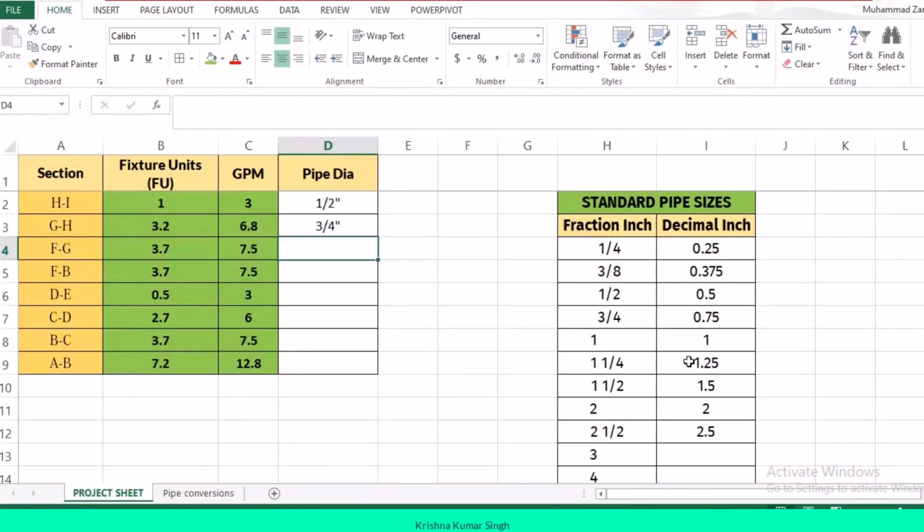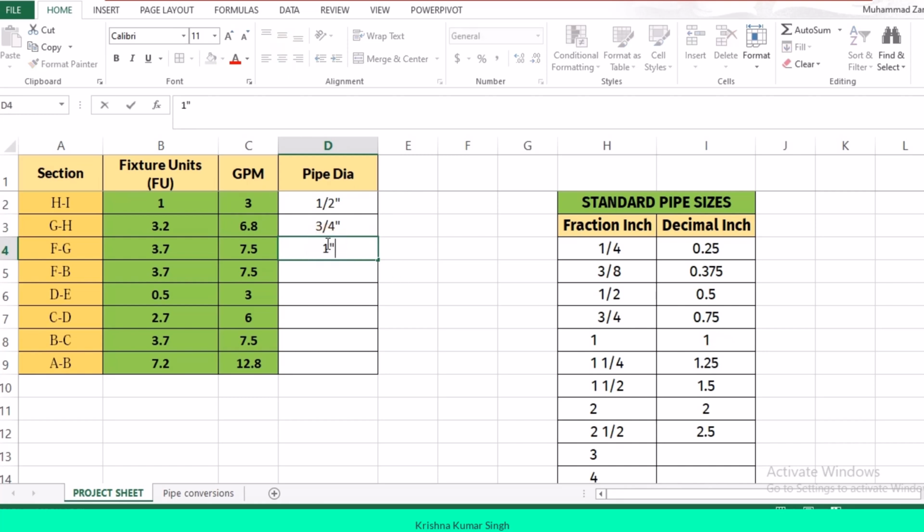Now, 0.8 inches means that there is no 0.8, because the standard value available in the market is either 0.75, 3 by 4 inches, or 1 inch. So you can always select the higher size for the pipe. So I am taking 1 decimal inch, which is equal to 1 fractional inch, because 0.8 is not available in the market. This table is as per the availability of pipe size in the market, right? 0.5 in actual practice is not available in the market, so I am taking 1 inch.